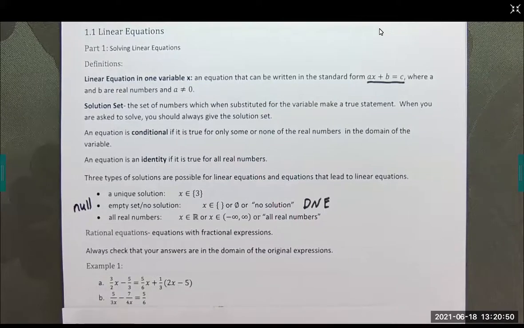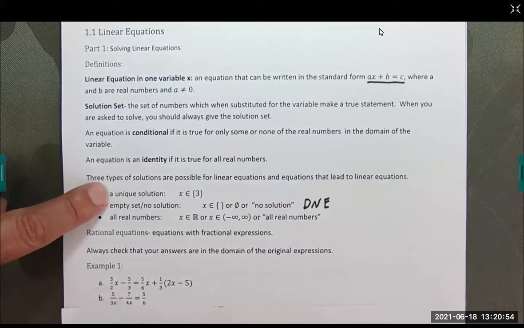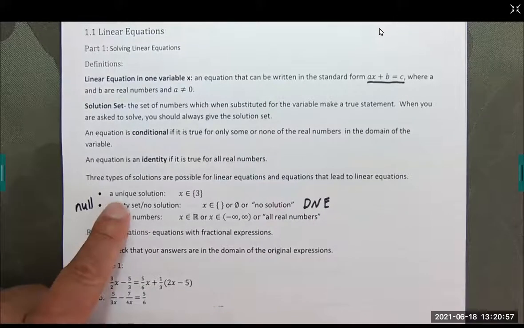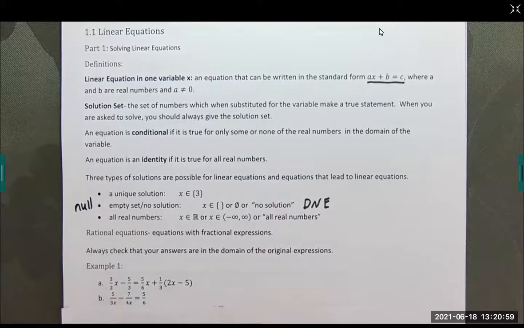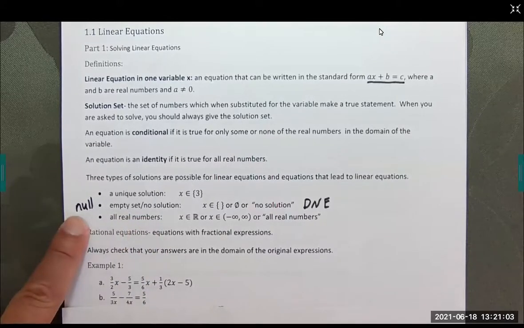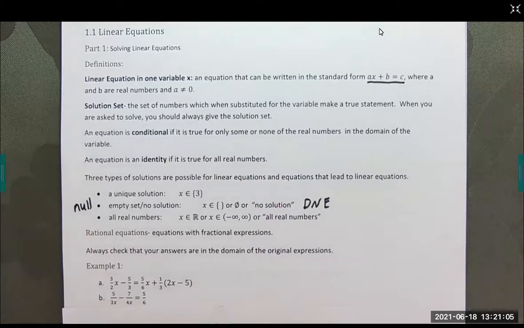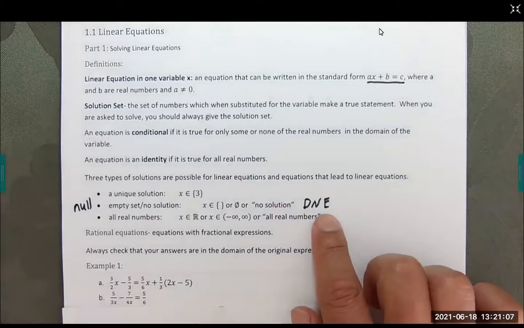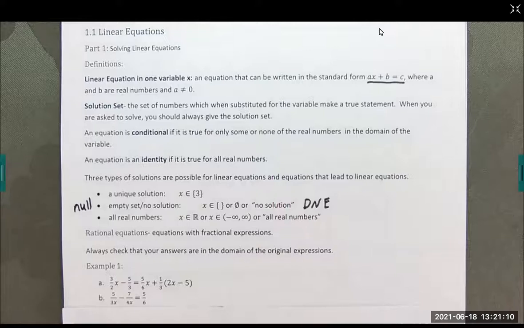There are three types of possible solutions. We have a unique solution. This is specifically with linear equations. This is the norm. Usually we get one answer. Empty set or no solution is sometimes referred to as the null set. And occasionally you'll have an online homework system that wants you to put DNE for does not exist. And here are different ways you can do that.